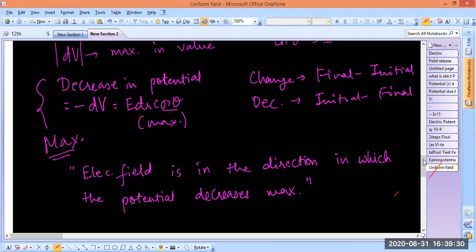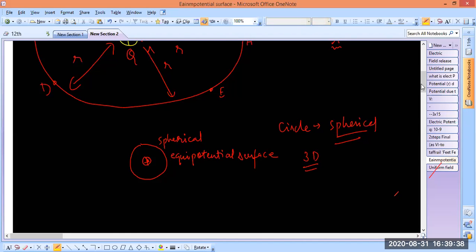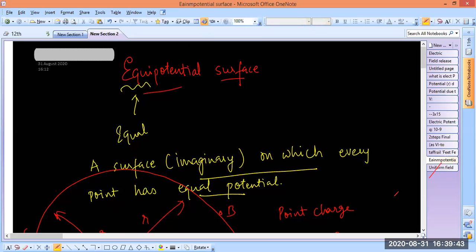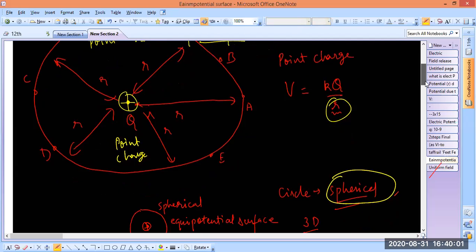So far, I've said that first of all, equipotential surfaces are surfaces which have equal potential at all points, right? Okay, so we took an example. We said that if there is a point charge like this, then the equipotential surface is a sphere, right? It's spherical because the potential only depends on distance r. So you take same distance everywhere. So you get equipotential surface because A, B, C, D, E have same potential.